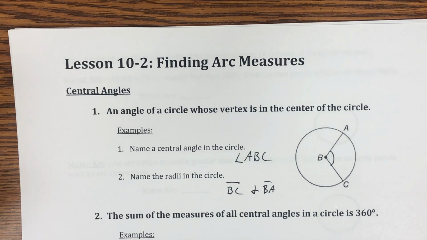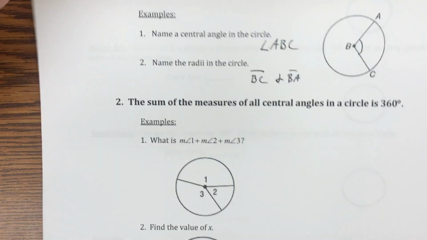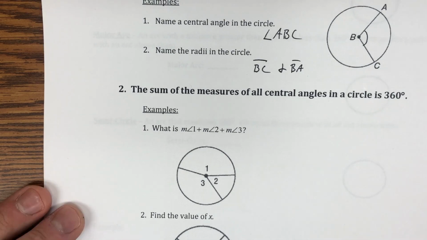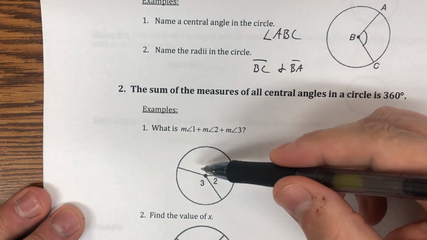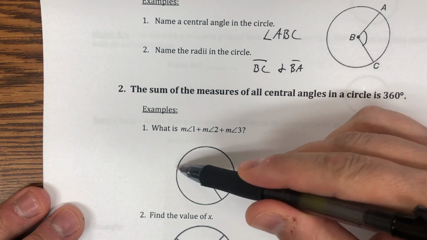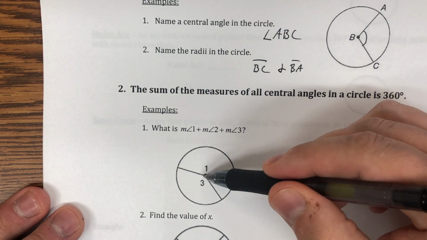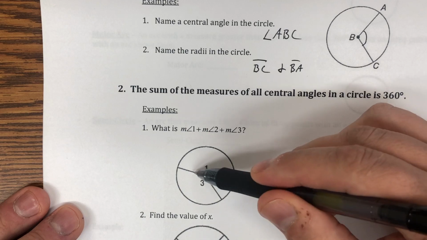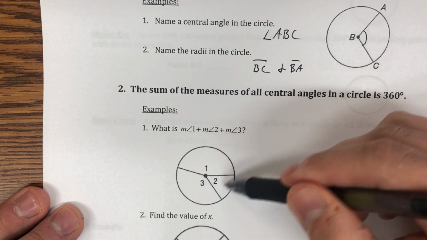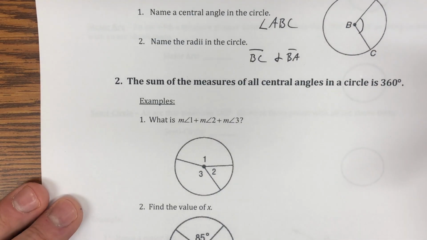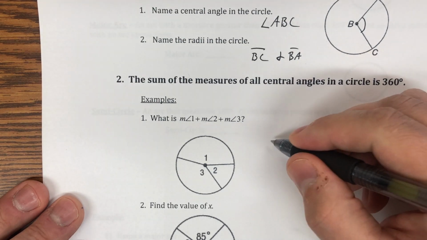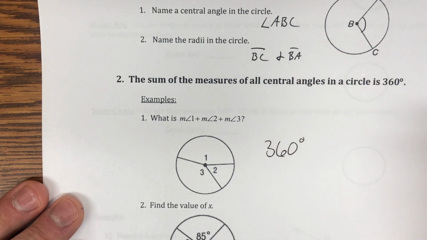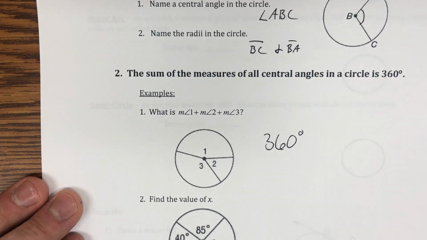The next step that we have going on here is the sum of the measures of all central angles in a circle. So, how many degrees are in a circle? 360. So in this case, we have angle 1, that's a central angle. Angle 2, also a central angle, and angle 3 is also a central angle. Since it makes the whole circle, all 3 of these have to add up to 360 degrees. 360 total degrees in the circle.